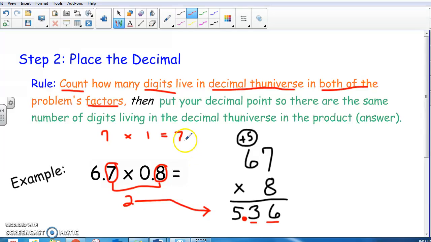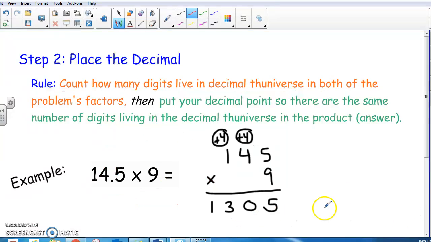You can see that this makes sense with my estimate. 7 is close to 5 36/100. If I had put the decimal anywhere else, if I had put the decimal here, for example, that would have given me 53 6/10, and 53 is nowhere near 7. So definitely my estimate makes sense with where I put my decimal point. Let me show you another one.